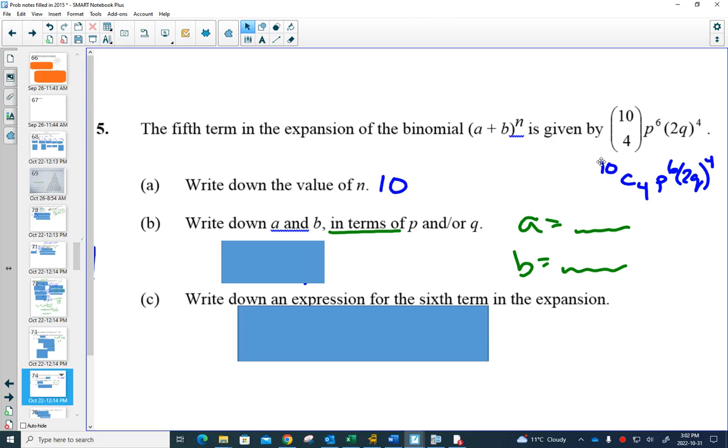Can you see that the a value is p and the b value is 2q? That's all. But when you write that down, it seems too easy, so you start to second guess yourself. And the IB exam will do that to you. They will give you some questions that seem too easy, and like you're almost offended.